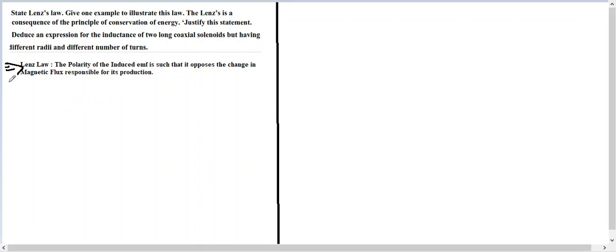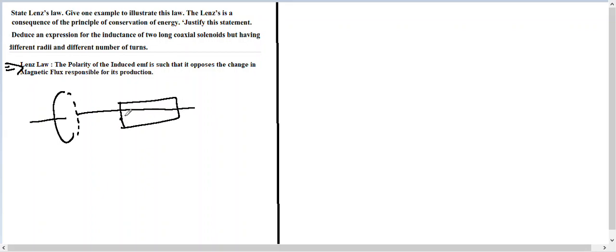For that, let's take a coil. So we're going to take a coil and then we are going to bring a bar magnet near to it. Why are these lines dashed? Because this part of the coil is below the plane.